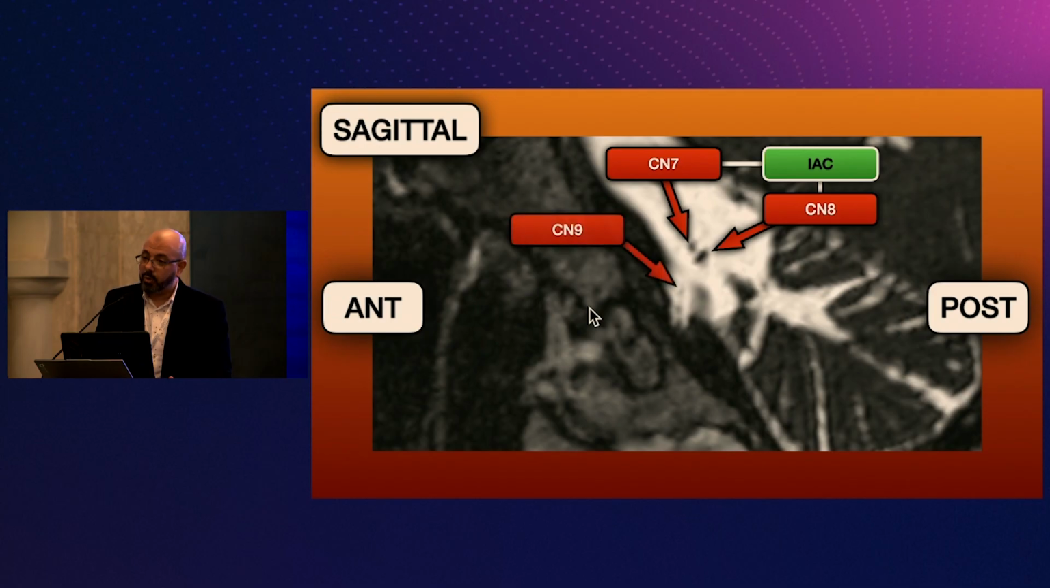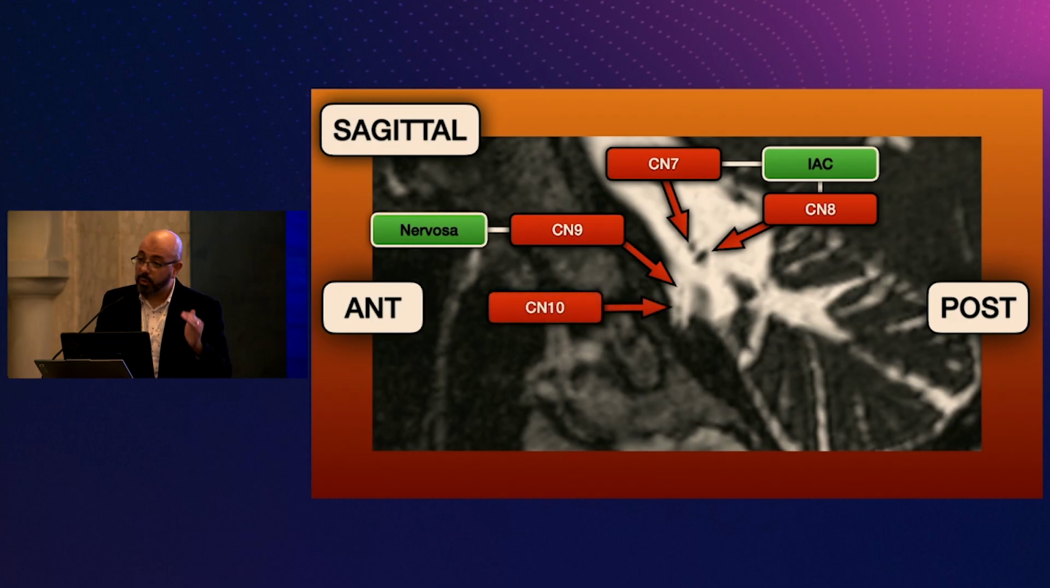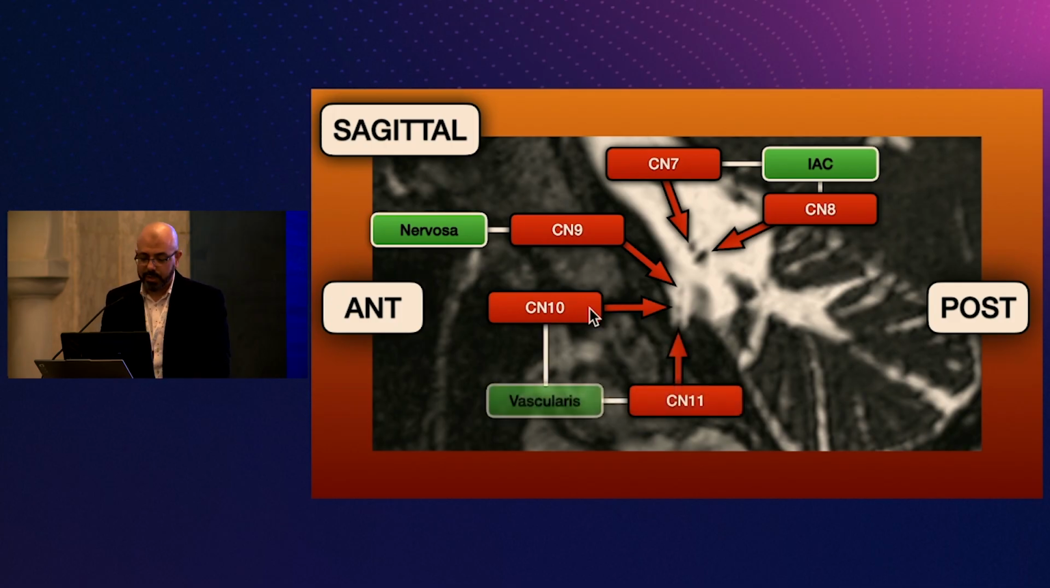The nerve directly below us is going to be number 9, and this exits through the pars nervosa. Directly below 9 is going to be number 10, slightly thicker than number 9. And below number 10 is going to be your 11, and both of them will exit through the pars vascularis.